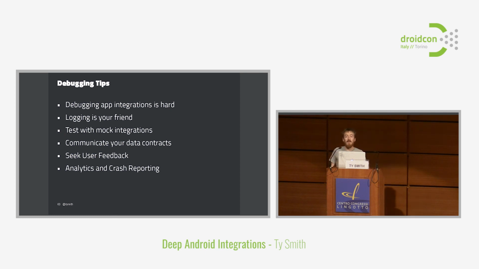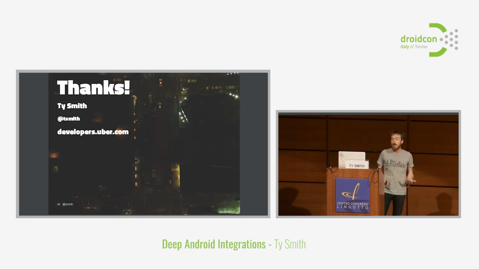So I would really recommend using really verbose logging that can be enabled and disabled, creating mock API integrations of these different apps so you can run Espresso back and forth between apps. Communicate your data contracts very heavily with your third-party developers. Have very clear developer docs and communication channels. Very frequently seek your users' feedback. Have a beta testing channel. And use strong analytics and crash reporting tools so that when this is in the wild, you know what's going on and if there is an issue.